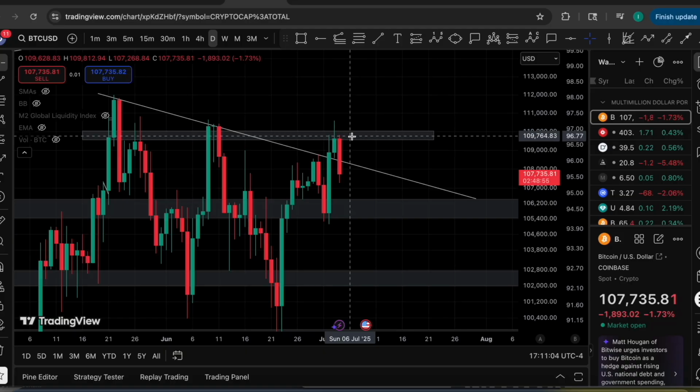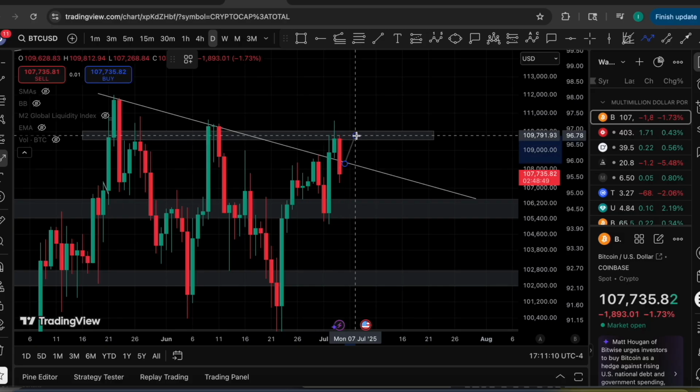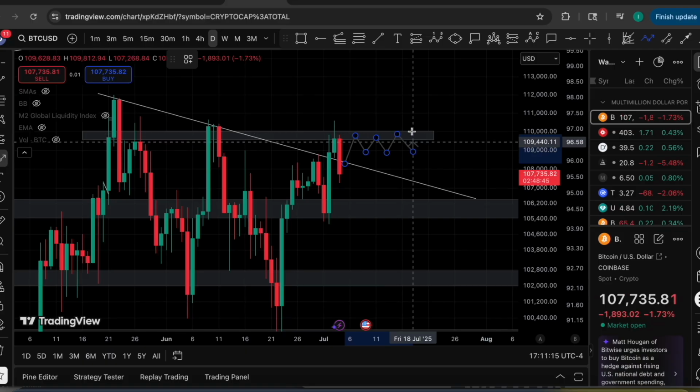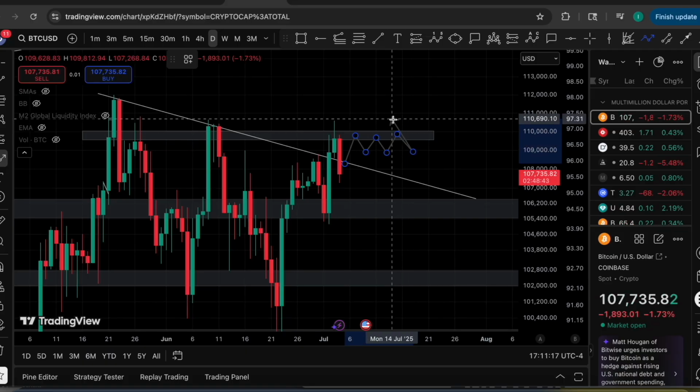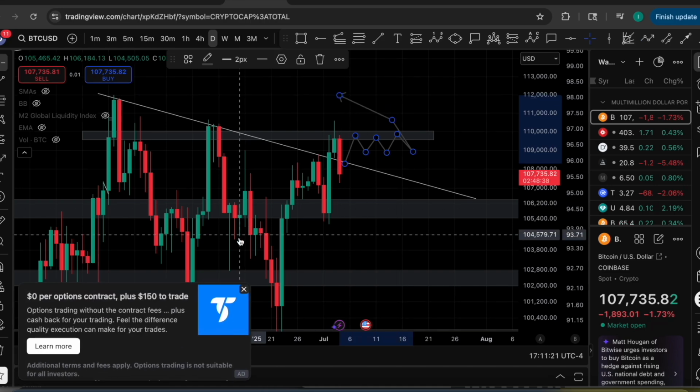The more we touch something, the weaker it gets. So ideally we want to see this turn into a wick, and then we chop and continuously touch it until we finally break this wick, and then we can finally make our way up to that region of around 112.